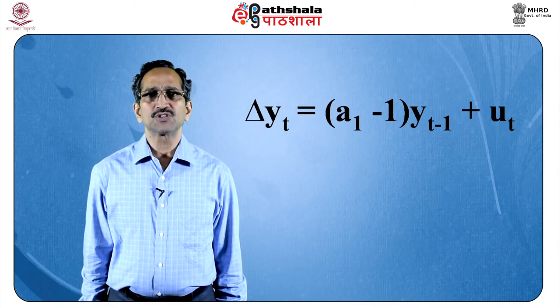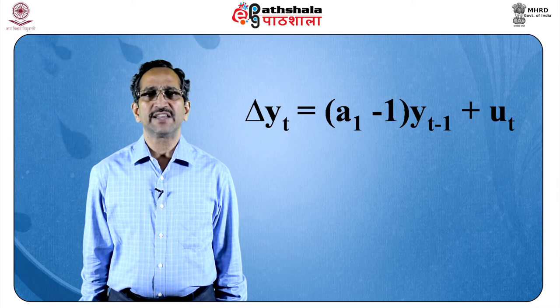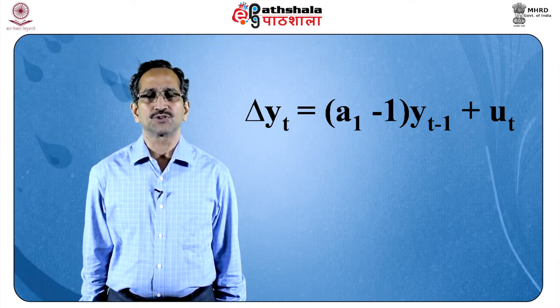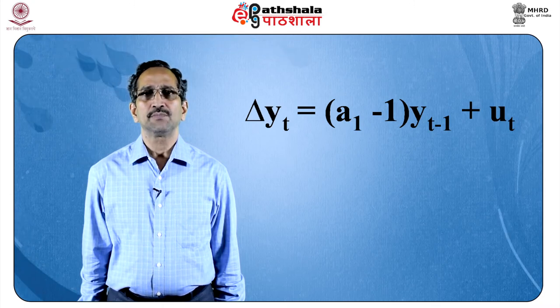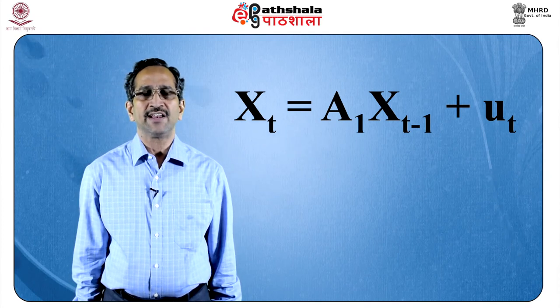Johansson suggested a method to determine the number of cointegrating vectors in a model and also to estimate the distinct relationships between them. He used the generalization of Dickey-Fuller test, which is represented as follows. That is, delta yt is equal to (a1 minus 1) into yt minus 1 plus mu t. In the standard Dickey-Fuller test, we are concerned with establishing whether the coefficient of yt minus 1 is significantly negative. Now consider its generalization to n variables.